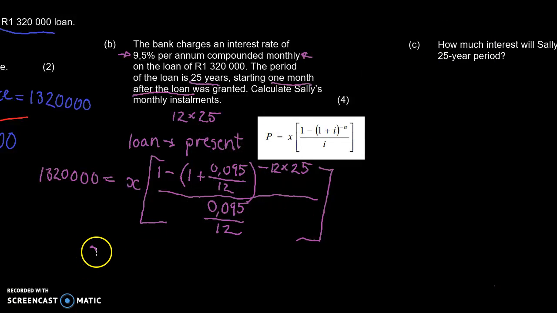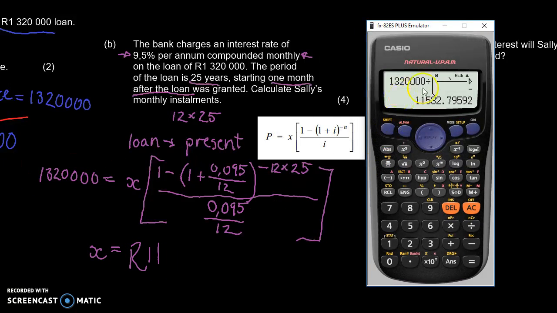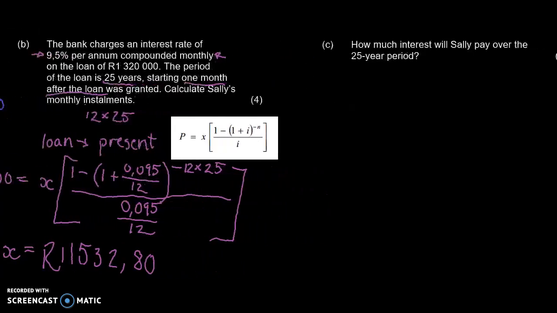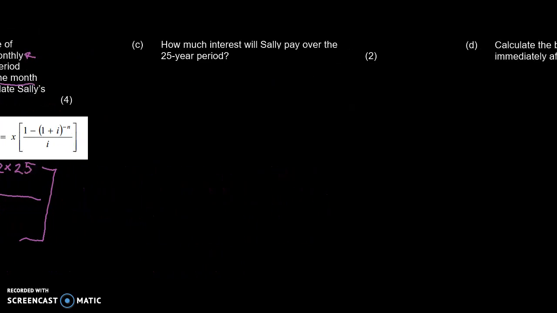So the installment is going to be 11,532, what did we say? 532. That's good numbers. 5, because 3 plus 2 is 5, and we'll round it off to 80 cents. Remember, money, we have 2 decimal places because that's the number of cents.